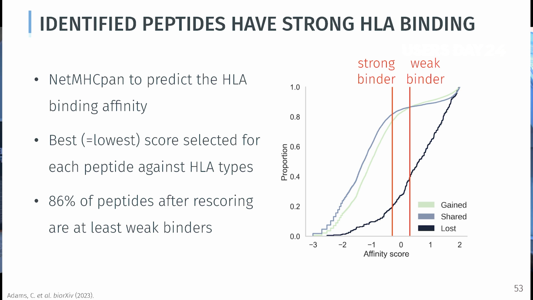Then this is something similar, where we look at the chance that these peptides will be presented to the immune system. So more to the left is better, and we see that the ones that are shared and gained are very high proportion has a lower affinity score, while the ones we lose are mainly high affinity scores.